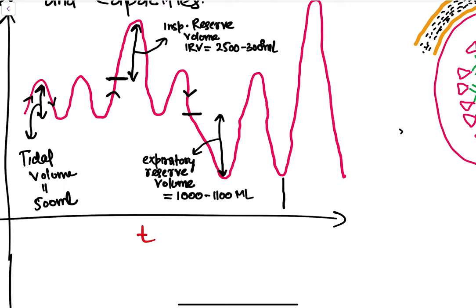Now this amount of air that we cannot expire at all is called the residual volume, which remains in the lungs even after forceful expiration. It's called the residual volume. And this residual volume is about 1100 to 1200 ml.